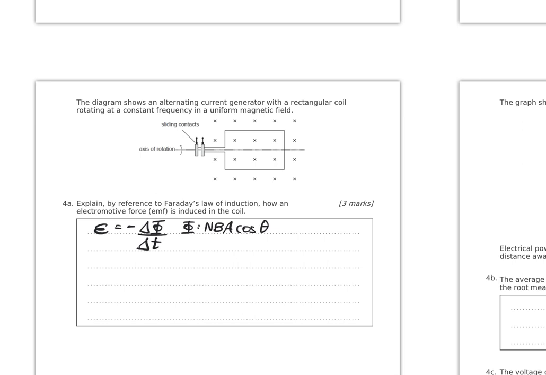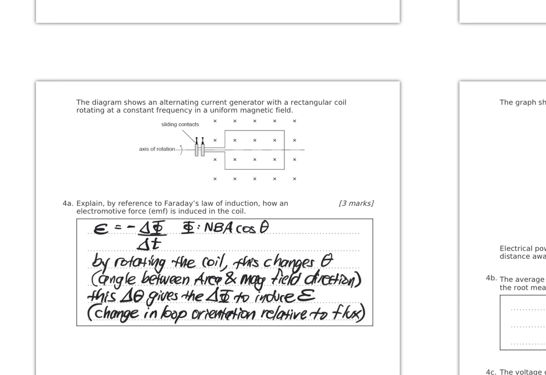So, sorry, EMF is negative the change in flux per unit time, and flux is NBA cosine theta. So as this coil turns, it doesn't change the number of coils, the N count. The magnetic field is constant and the area of the coil is constant, but by rotating the coil, it changes the angle between the area vector and the magnetic field direction. That change in angle gives the change in flux that would induce the EMF.